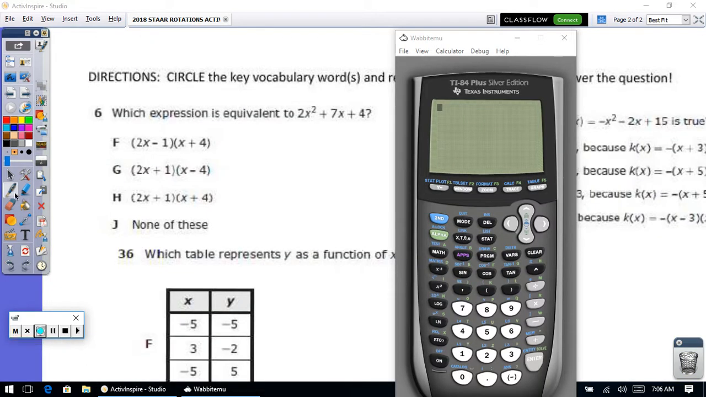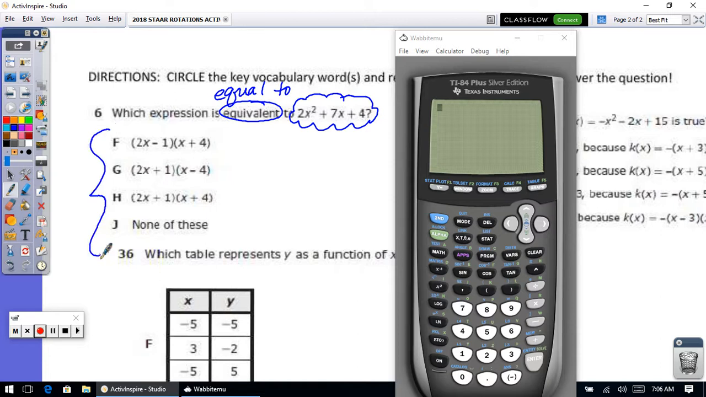All right, let's look at 6 here. Which expression is equivalent? That's our key word. Equivalent means equal to. So here is what we're starting with, and then we're going to look at our answer choices and see if we can find a match. Now, I'll show you a little trick of what I do. If you look at your last number right here, notice the last number is positive 4.